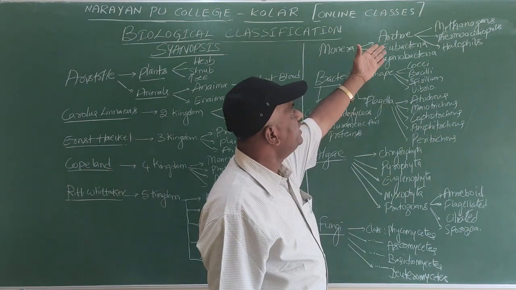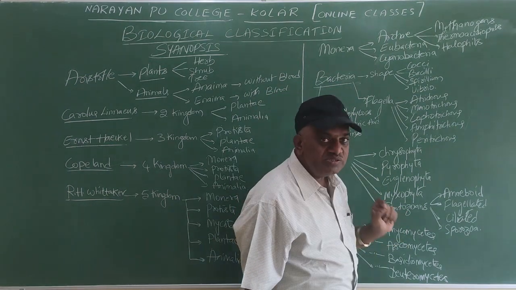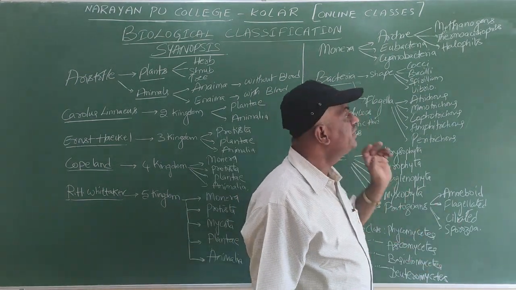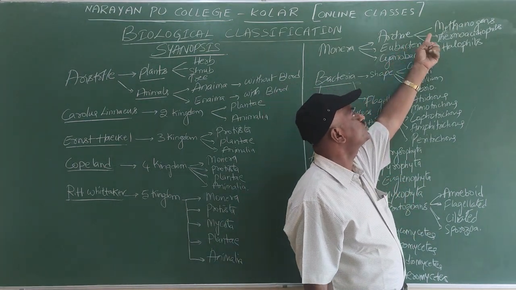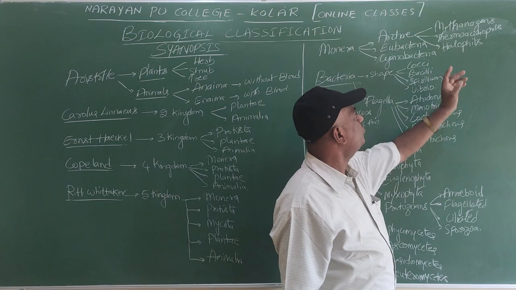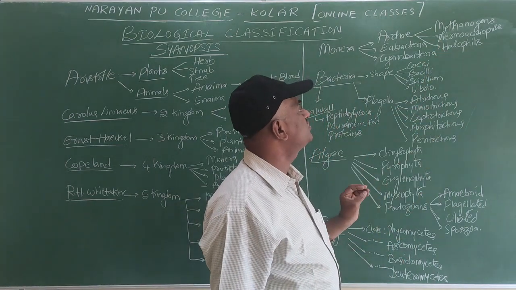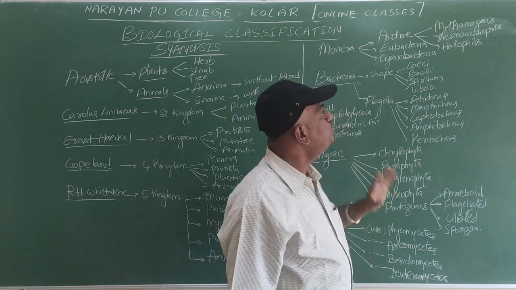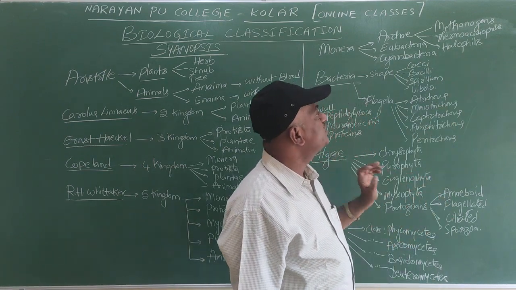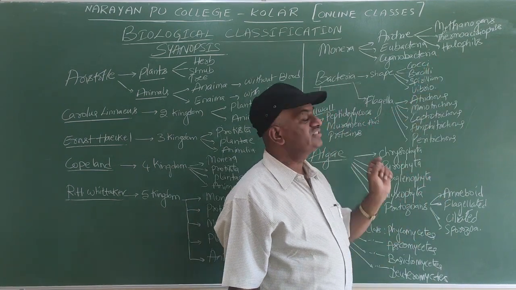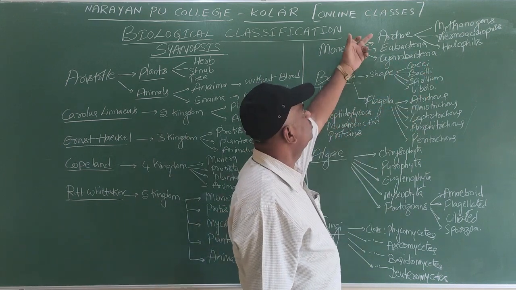Based on this, it is again classified into three types. One is methanogens. These methanogens always live in extreme conditions in marshy areas. The second one is thermoacidophils. They are present in the hot springs. Then halophils. These bacteria live in saline water or saline solutions. So this is about Archaea.